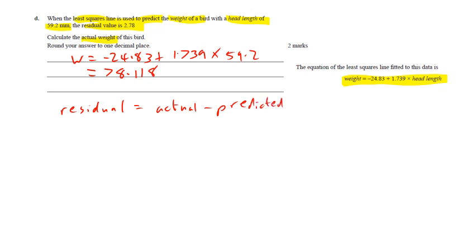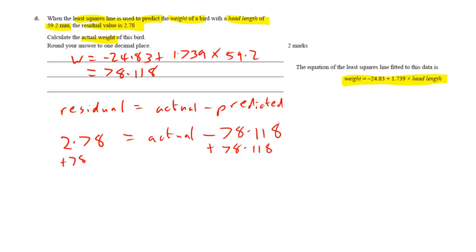So we know 2.78, because that's our residual, equals the actual, which is what we're trying to work out, minus 78.118. Do a bit of algebra, just to remind yourselves. We've got to get rid of this minus 78.118, so we plus 78.118 to both sides. Same thing both sides. So we just add up those numbers.